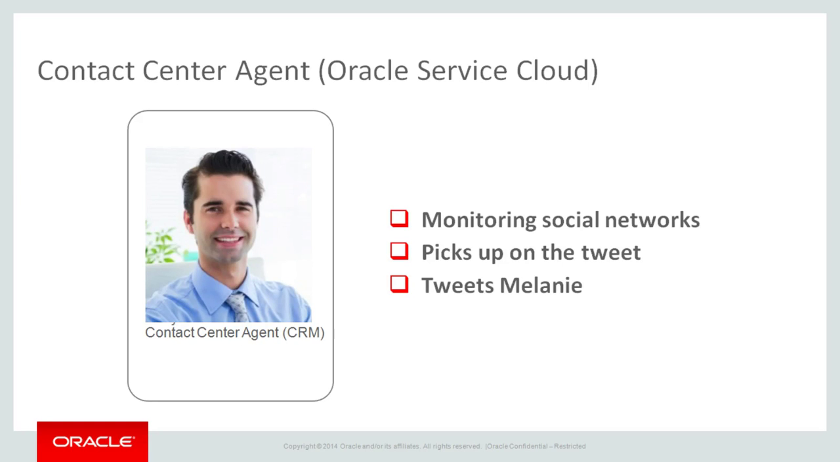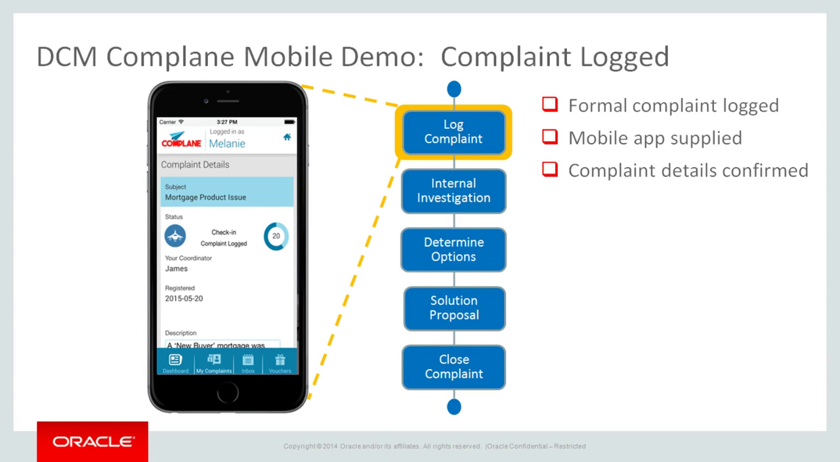The Alamere call centre agent picks up on Melanie's tweet and tweets back. He then has a click to chat and tells her that he will open a formal complaint and send her an application to help her monitor the complaints process. This has started the formal complaints process.